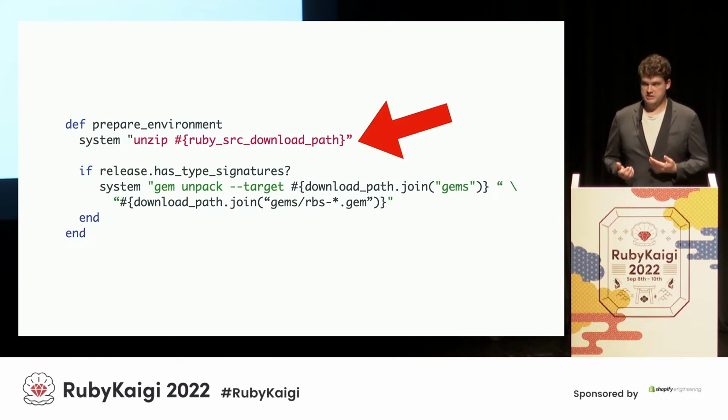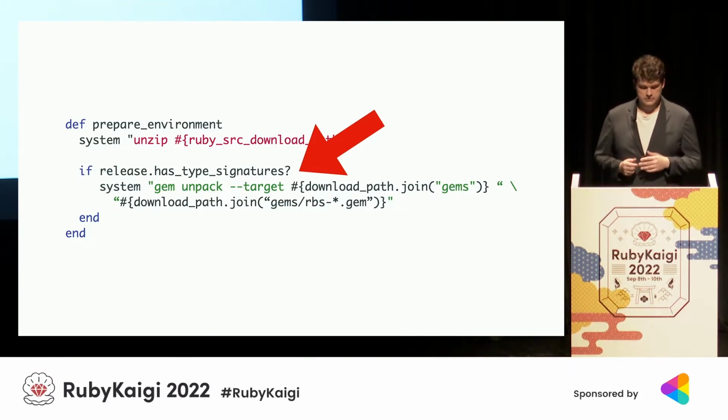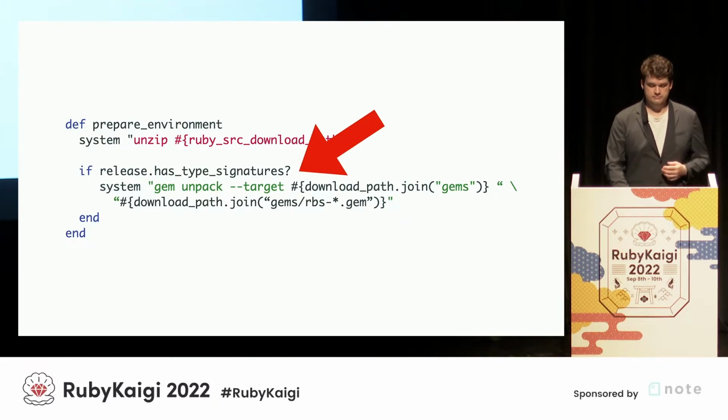When importing documentation, the first thing that Ruby API does is prepare the local environment. First, Ruby API downloads a copy of the Ruby source from the Ruby Lang website for the given version. And not every version of Ruby supports type signatures, so we will do a quick check to see if we should continue. The next step is unpacking the RBS gem in the local file system, and this will let us access all the type signatures that RBS contains inside the gem.